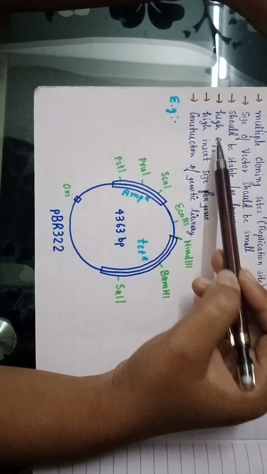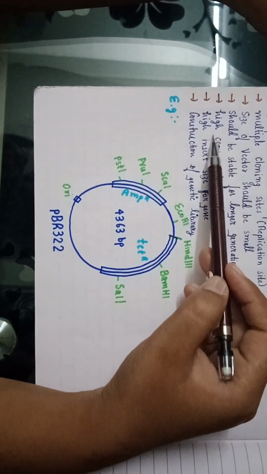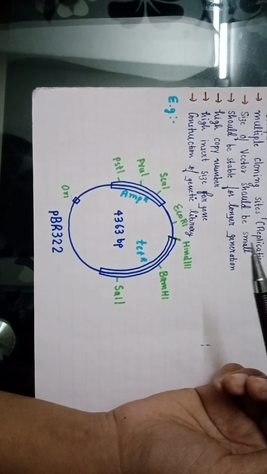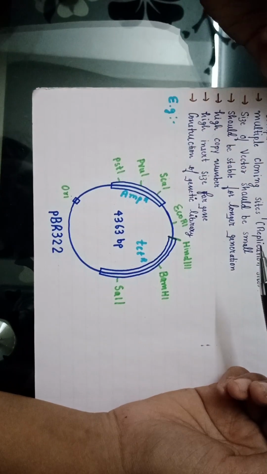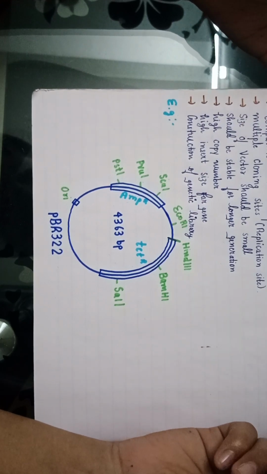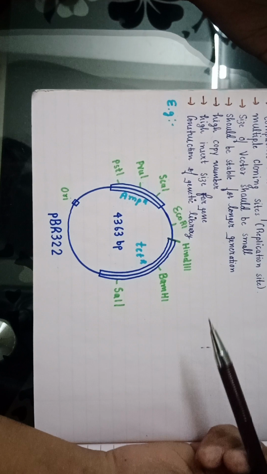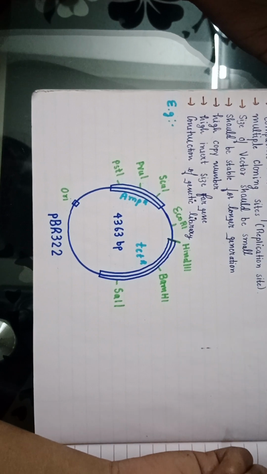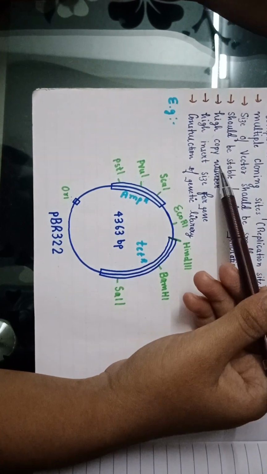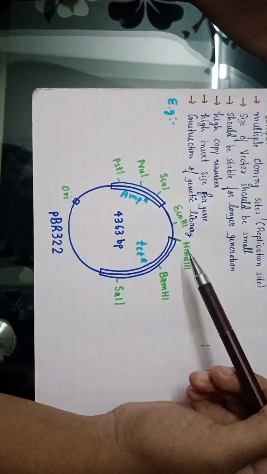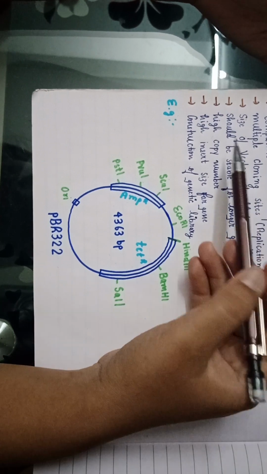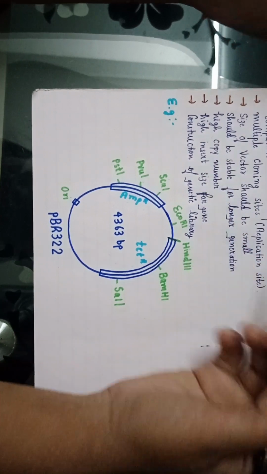Now the seventh property is high copy number. What is high copy number? If we are using a vector, then that vector should have a high copy number. It means it should replicate a number of times. If the vector has a high copy number, then it will copy itself many times. So it's good to have a high copy number.